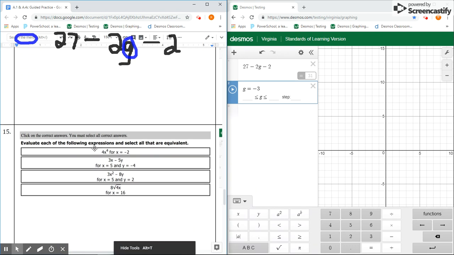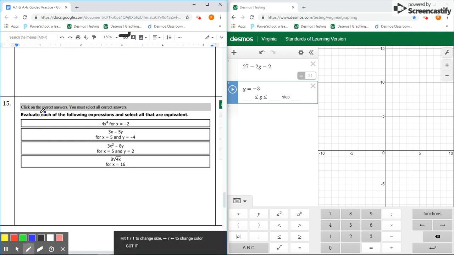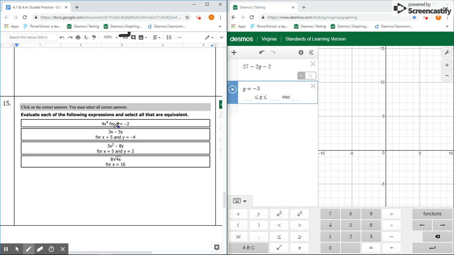And last one, number 15. Evaluate each of the following expressions and select all that are equivalent. Right, so remember we said evaluate is when you plug in a number and get an answer, and then equivalent means which ones are the same. Okay, so we're going to type in each of these 4 into Desmos and see which ones are equivalent.